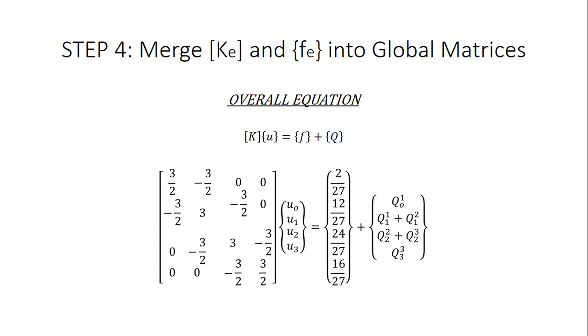So our overall equation is our global stiffness matrix K times our U matrix, which again are our displacements at each of the nodes, equal to F plus Q. And so in this case, Q is our forces. And so if you plug everything in, this again is our global stiffness matrix. This is our displacements at each of the 4 nodes. This is the global F matrix that we calculated. And the last thing that we need to get is this Q matrix.